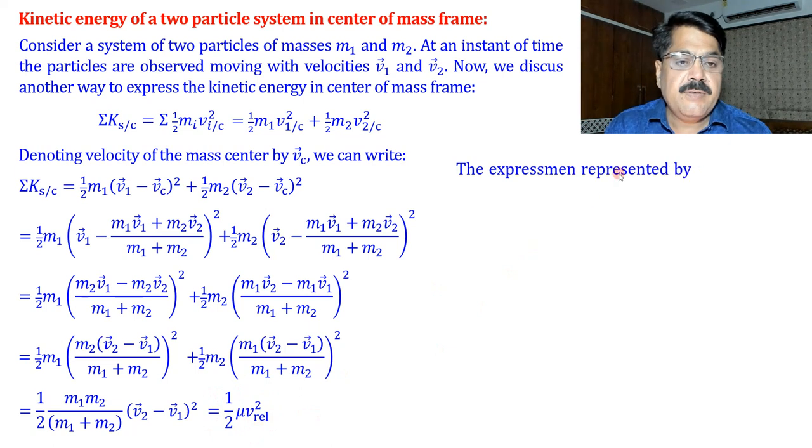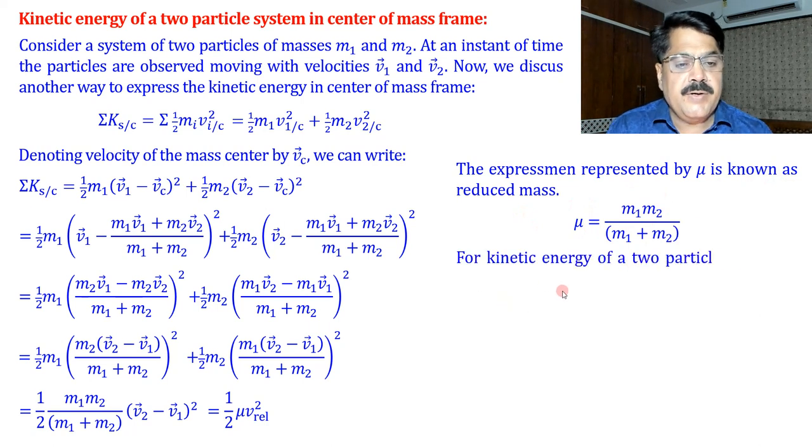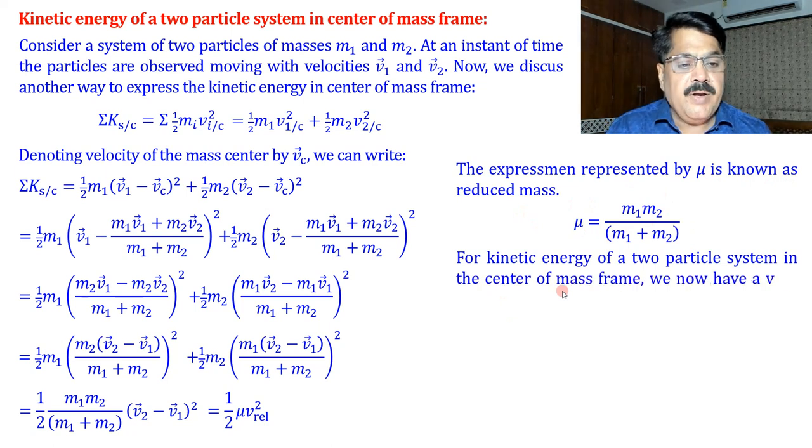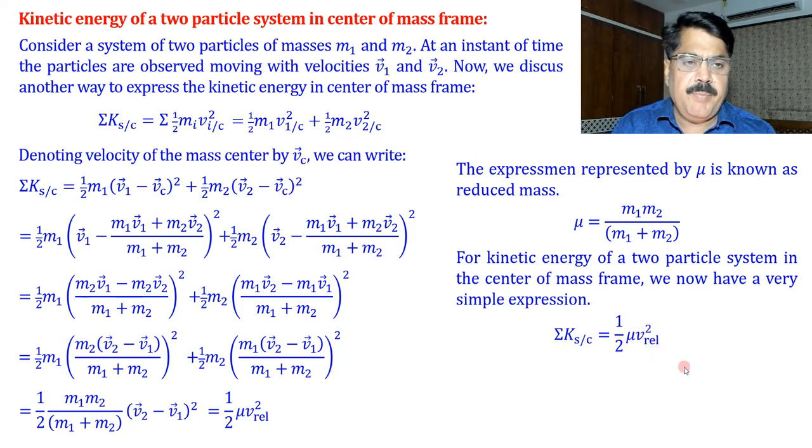The expression represented by mu is known as reduced mass, and what is it? Mu is equal to m1 m2 upon m1 plus m2. So please remember it. And for the kinetic energy of a two particle system in the center of mass frame, we now have a very simple expression, and that is summation K with respect to C is equal to half mu v relative square.